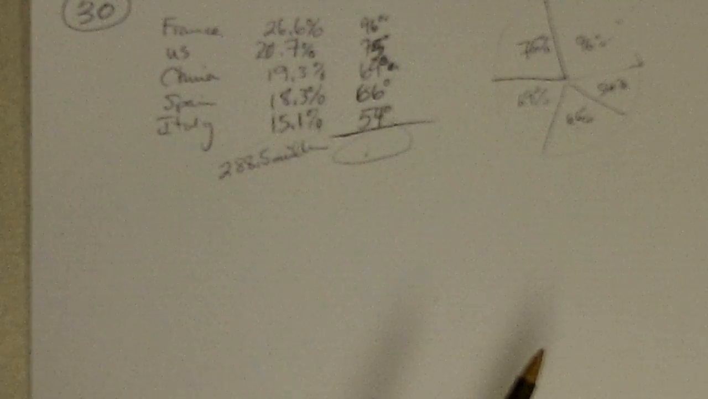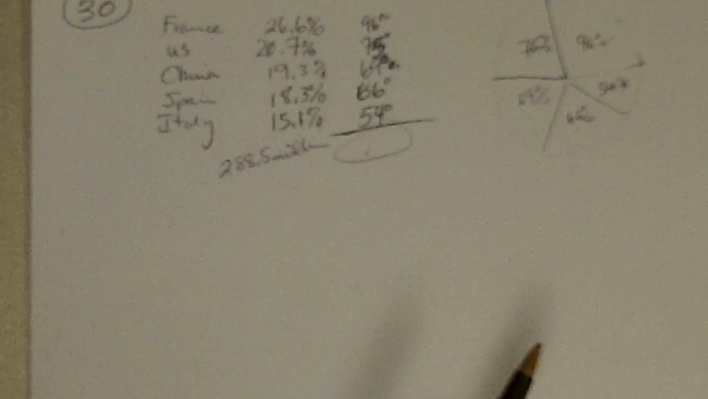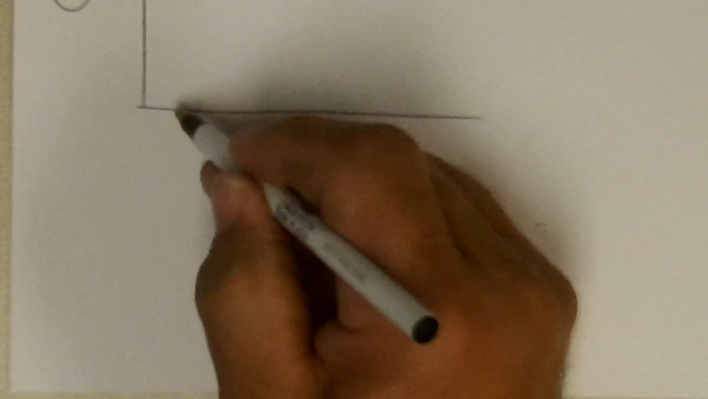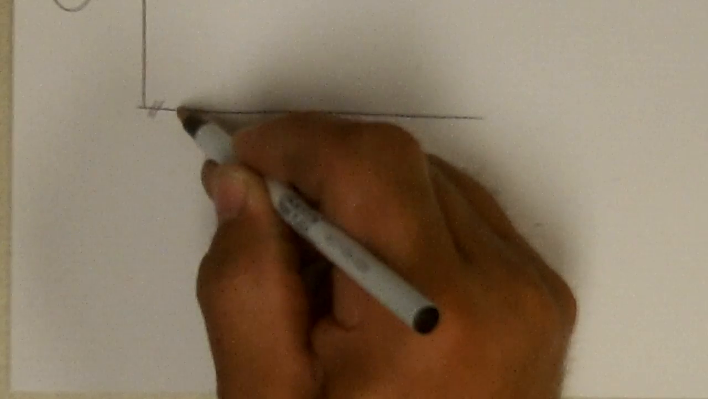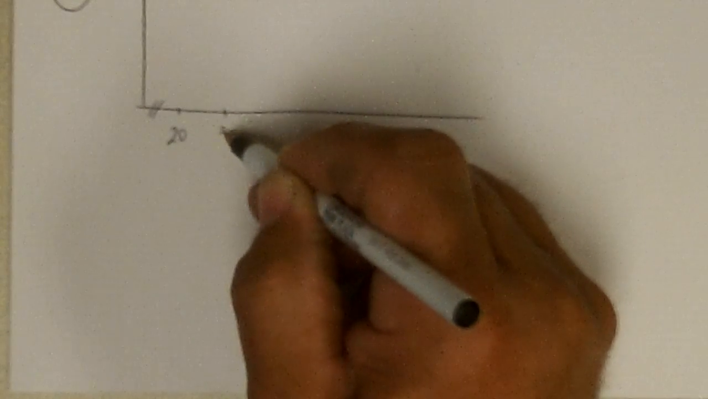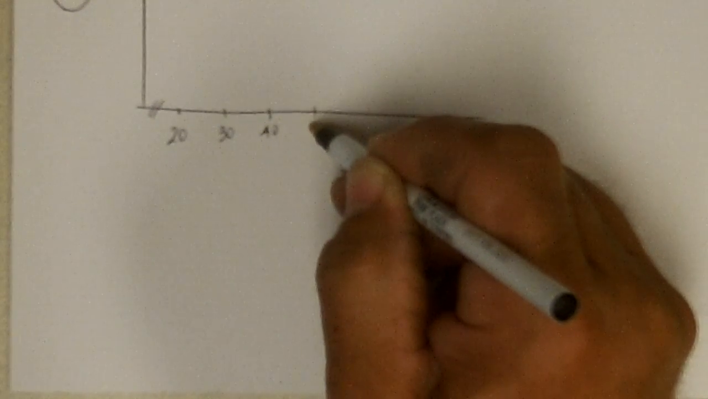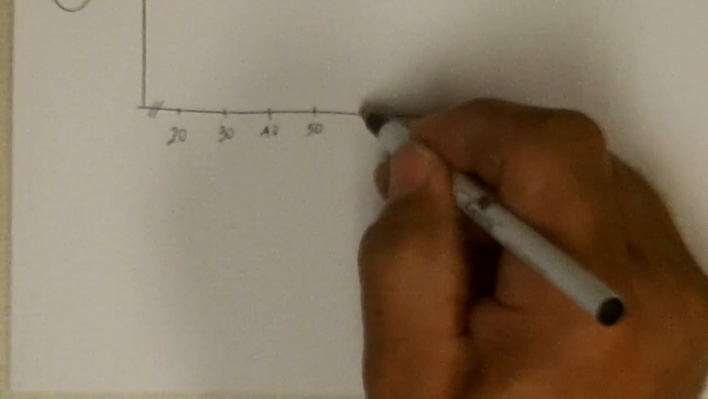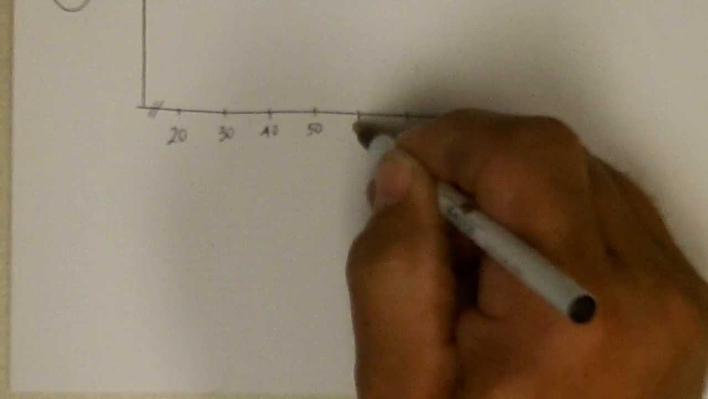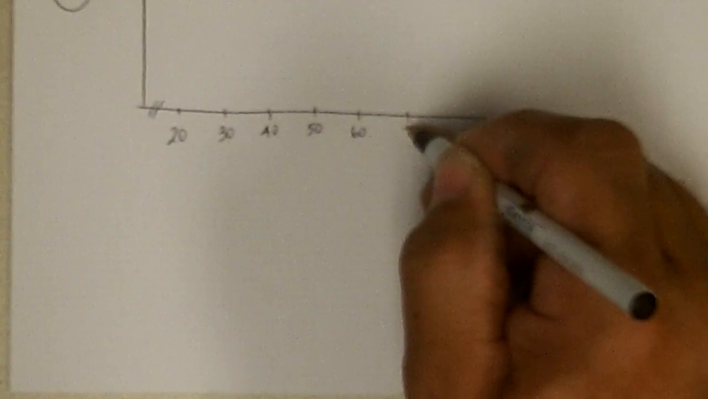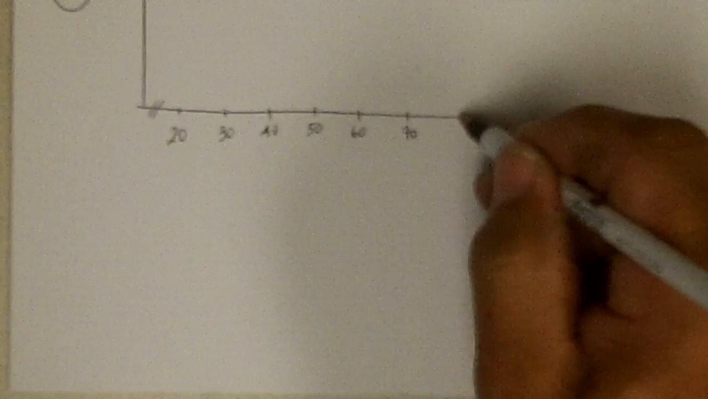31. Draw a histogram to display the bin data for age and Oscar winner. And so we have some gap here. We have 20 to 29, 30 to 39, 40 to 49, 50 to 59, 60 to 69, and 70 to 79.